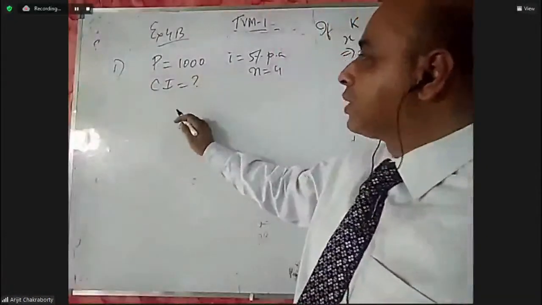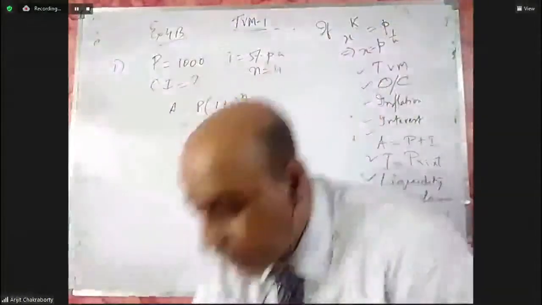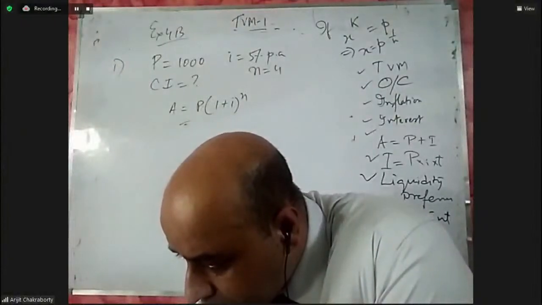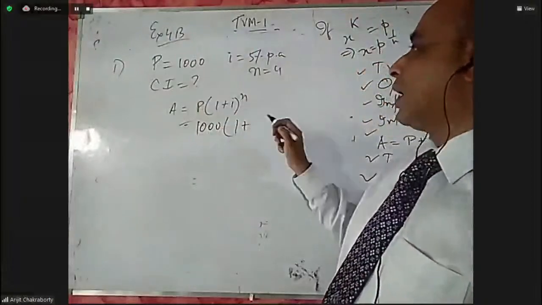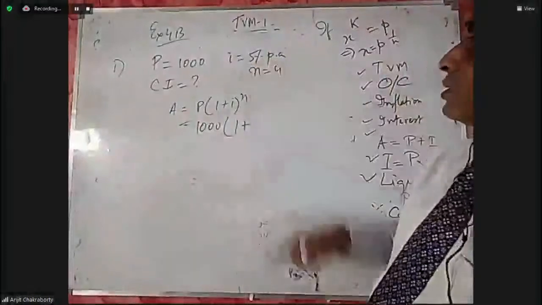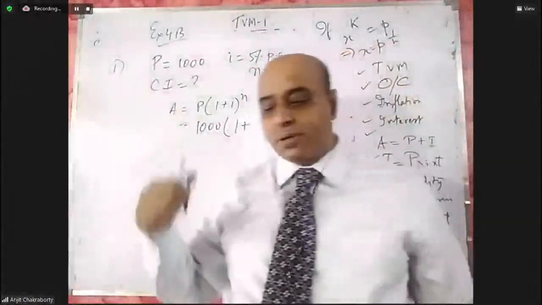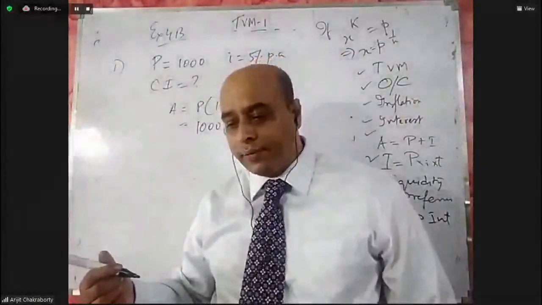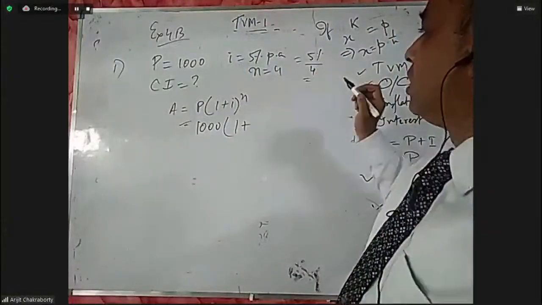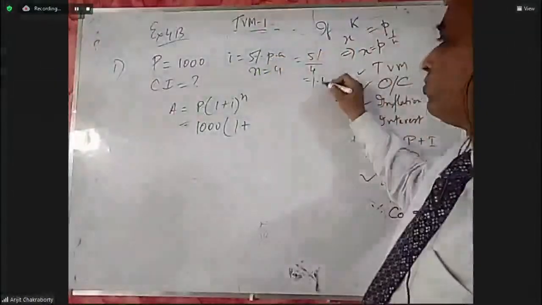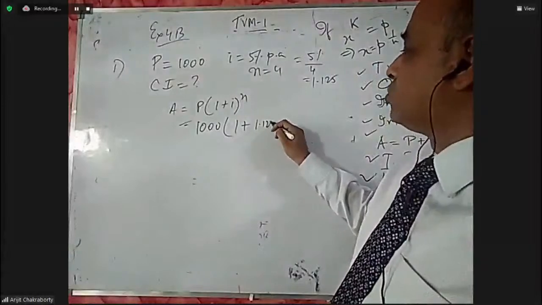The compound interest formula is A equals P into (1 plus i) to the power n. Here all the values are given. P is the principal, 1,000. I will write 1,000 into 1 plus i. i is given as 5%. But please be a little careful here, my dear friends, because 5% is for 1 year, and n is equal to 4. So we have to assume the interest is 5% divided by 4, and 5 divided by 4 is 1.125, so 1.125 to the power 4.